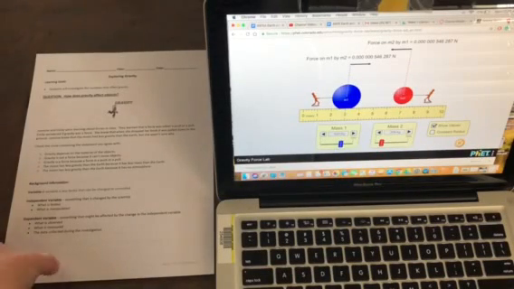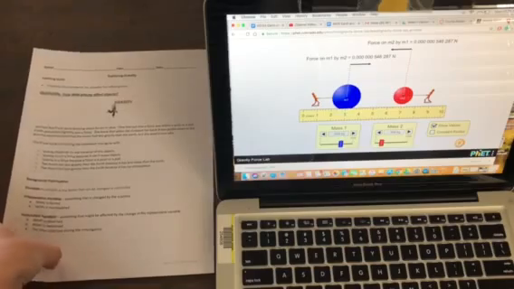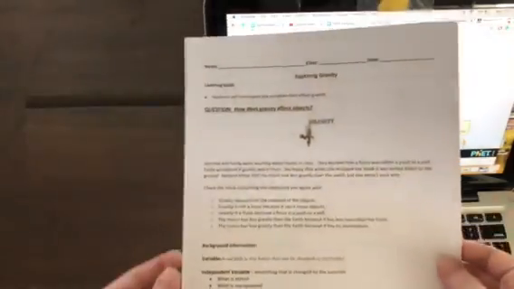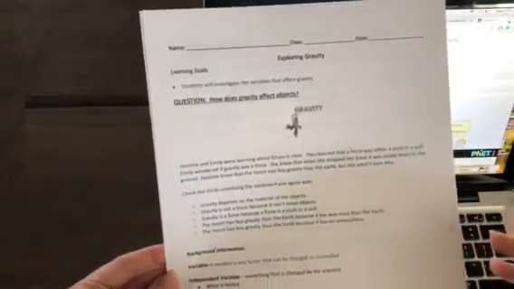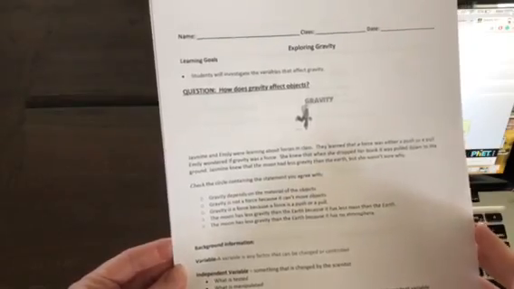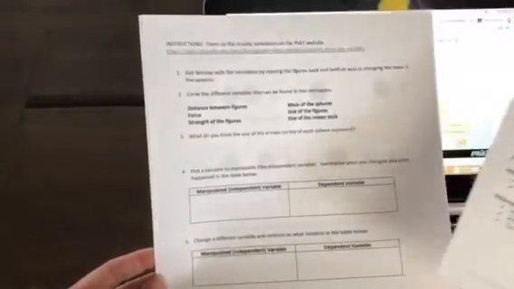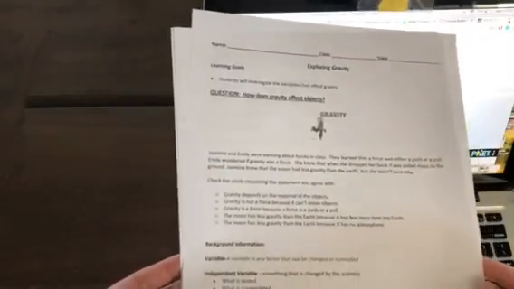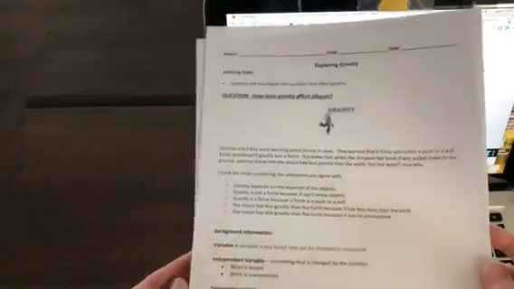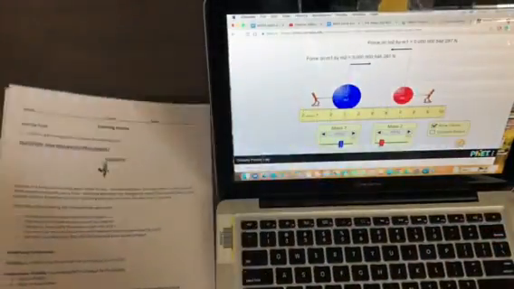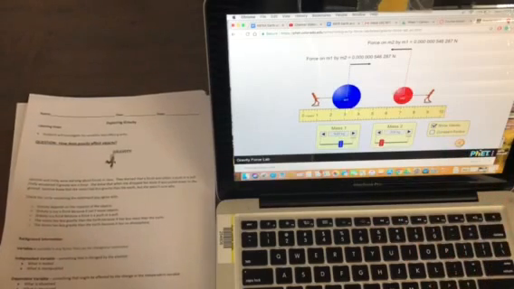Hi students, I want to show you how to complete this Exploring Gravity Lab from PhET, P-H-E-T, which is from Colorado University.